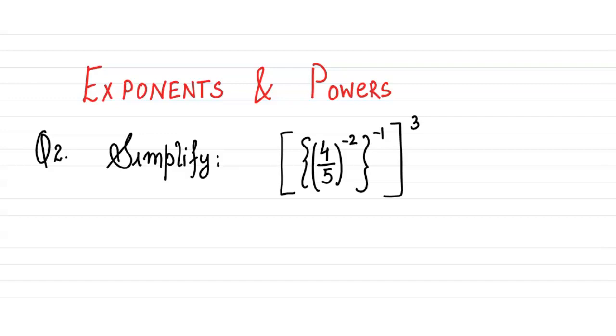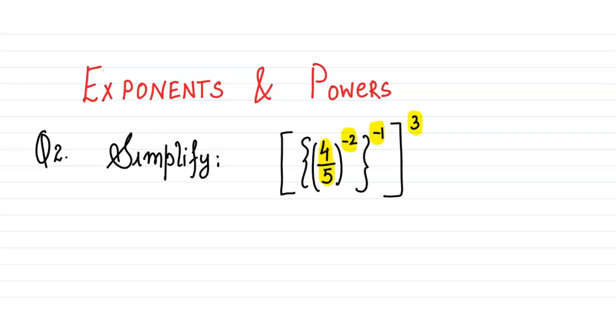Powers class 8. And just look at the problem. It has a lot of brackets and there are some numbers written. So let's try to decode this. We can see 4/5, which is a fraction, and this has been raised to the power -2. And this whole thing has been raised to the power -1, and the entire thing has been raised to the power 3. So how to simplify it?